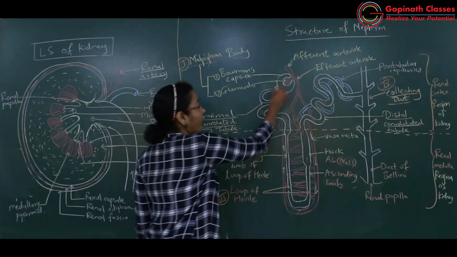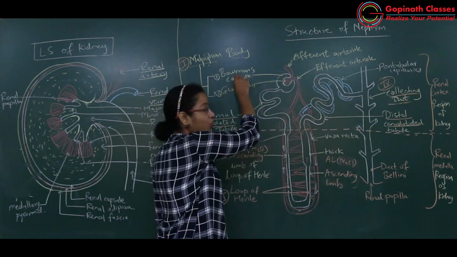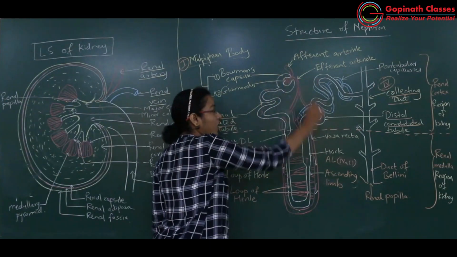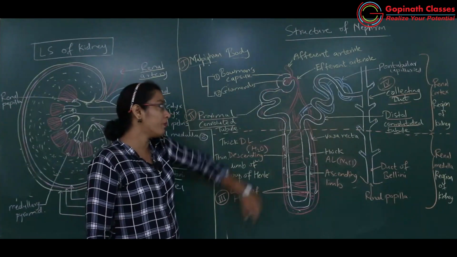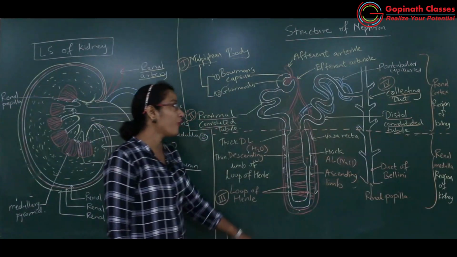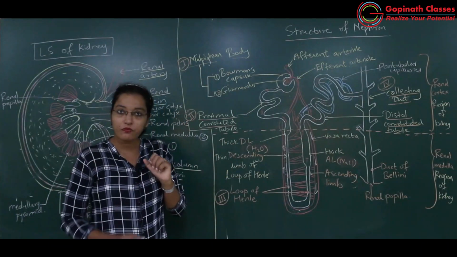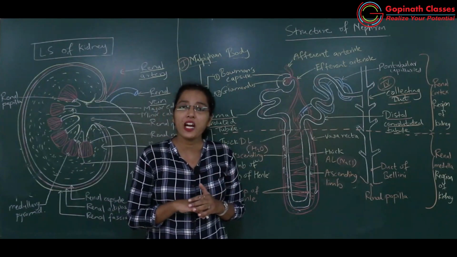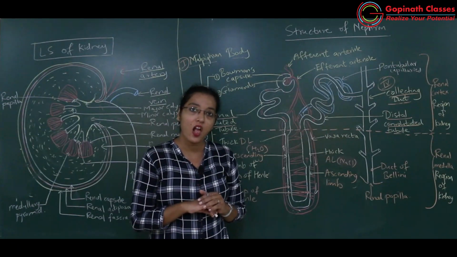The Malpighian body is made up of this cup-shaped structure which is known as Bowman's capsule, and in this cup-shaped structure there is a network of blood capillaries, formed because of the entry of the afferent arteriole into this cup-shaped structure. What is this afferent arteriole? The afferent arteriole is one of the branches of the renal artery.